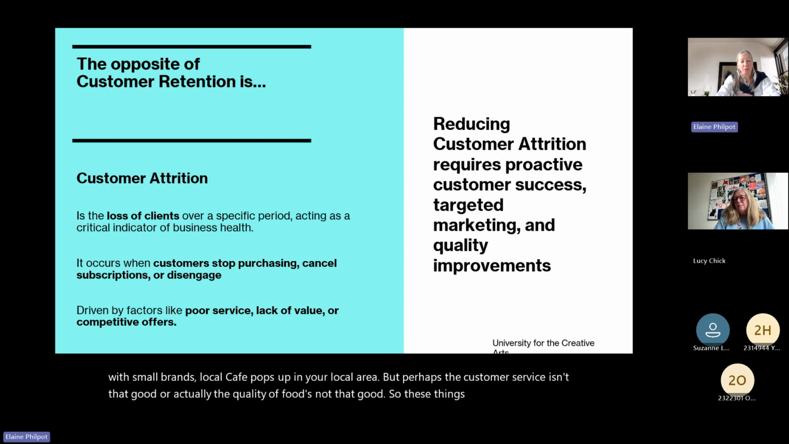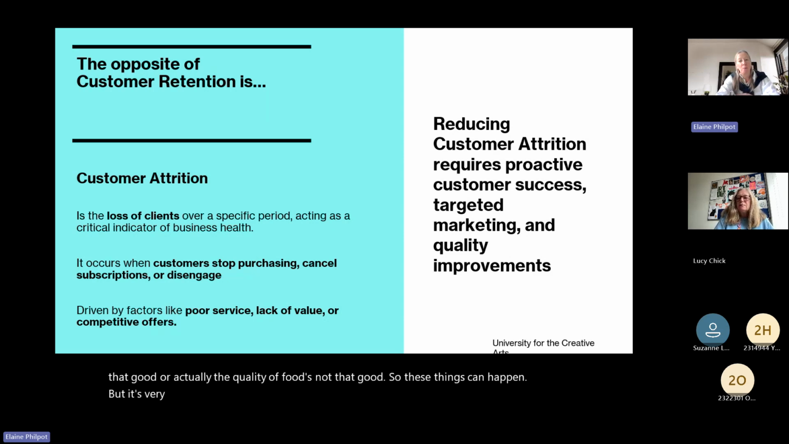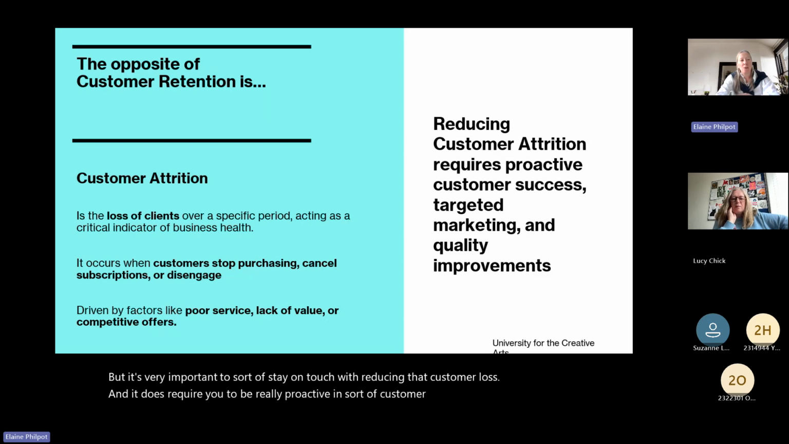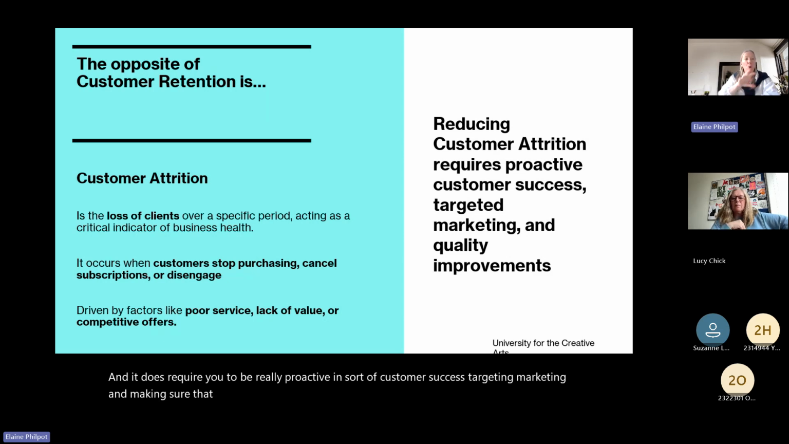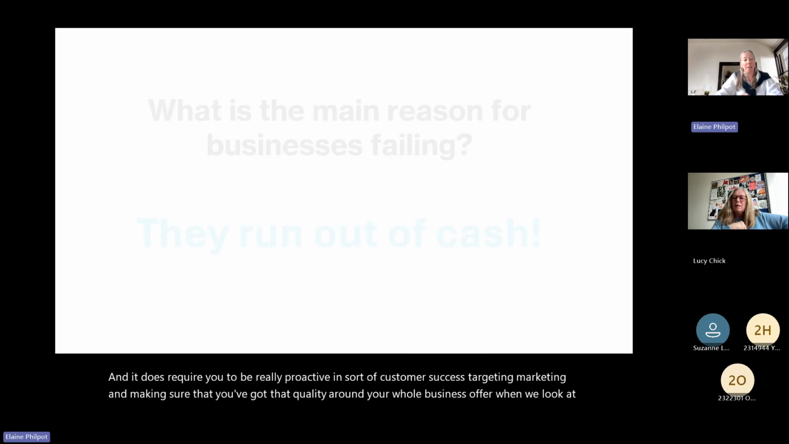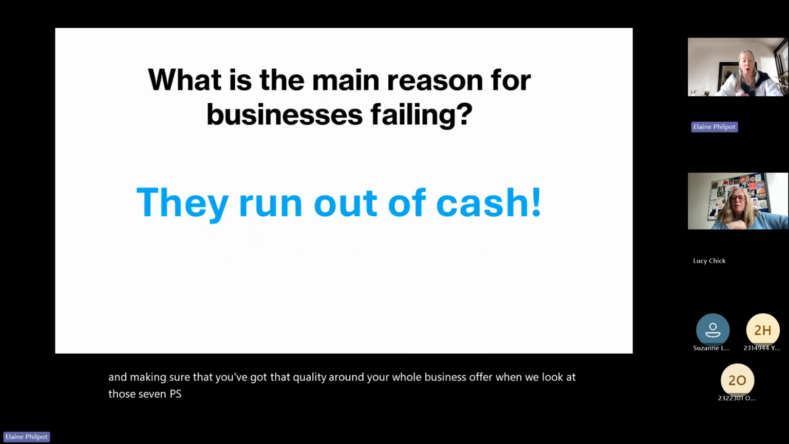But it's very important to stay in touch with reducing that customer loss. And it does require you to be really proactive in customer success, targeted marketing, and making sure that you've got that quality around your whole business offer when we look at those 7 Ps, and that all of those are really targeted and you're monitoring them.